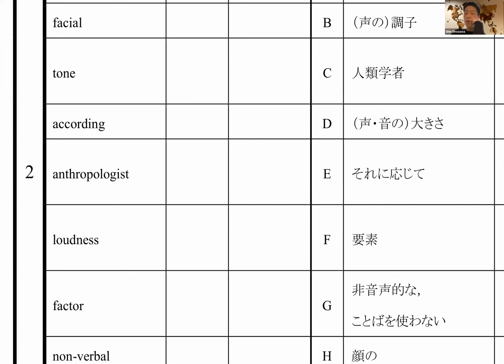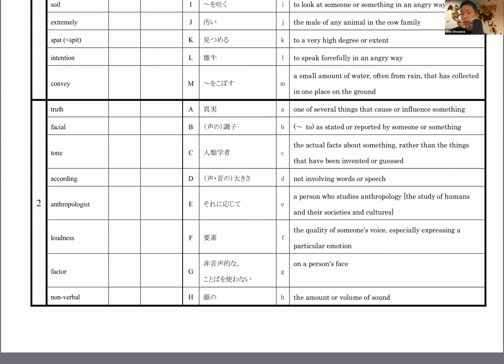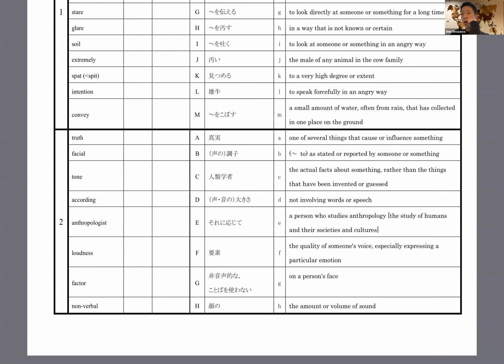I want you to memorize according with to. According to blah blah. It's always according to someone, according to something. So always memorize it with according to. All right, so good with the new words, I think.